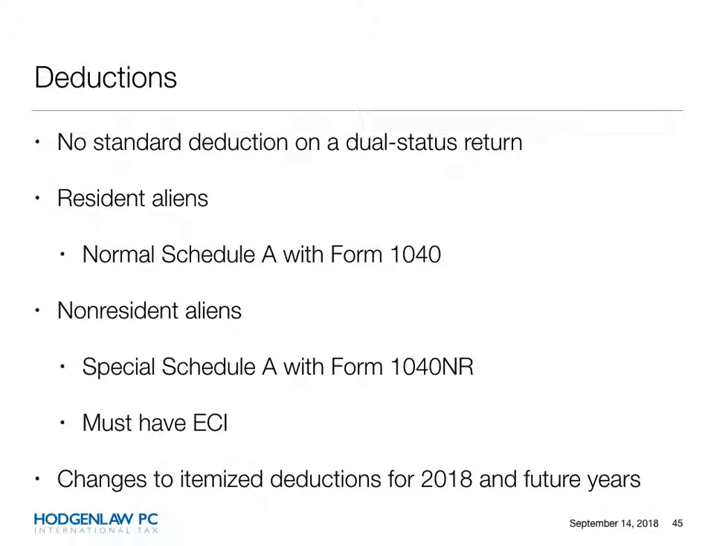The types of itemized deductions that can be taken depends on whether the deductions occurred during the resident portion or the non-resident portion of the year. For the resident portion of the year, it's whatever can be deducted on a standard 1040 Schedule A. For the non-resident portion of the year, it's mostly limited to deductions related to effectively connected income.